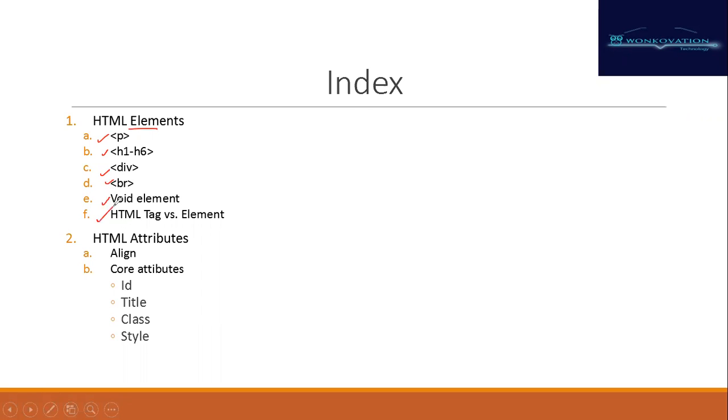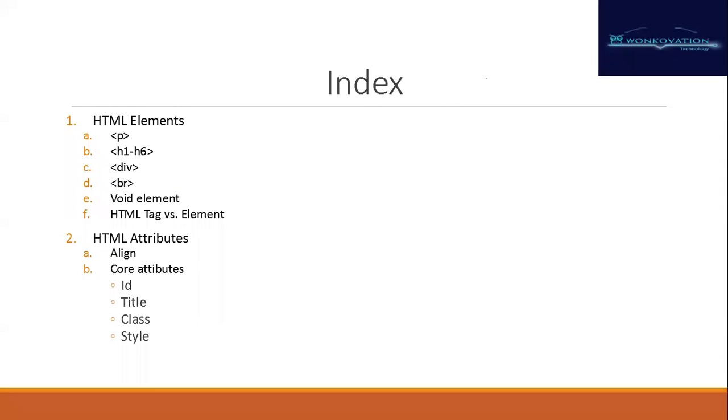What are void elements? Then we will discuss HTML tags versus elements. What is the difference between tags and elements? Then in attributes, we are going to see what the alignment operator is, then core attributes that are ID, title, class, child. We will go through this.